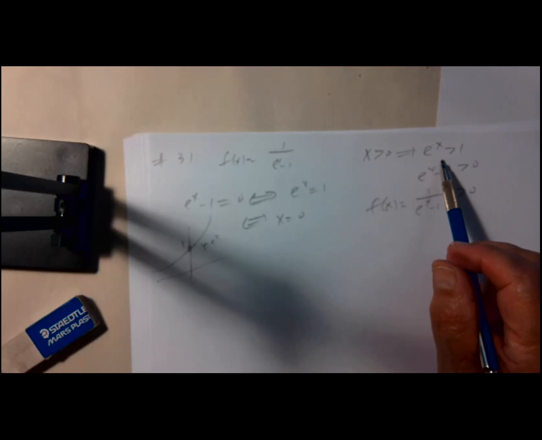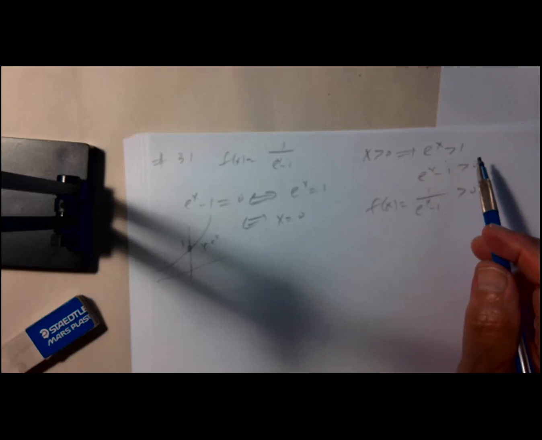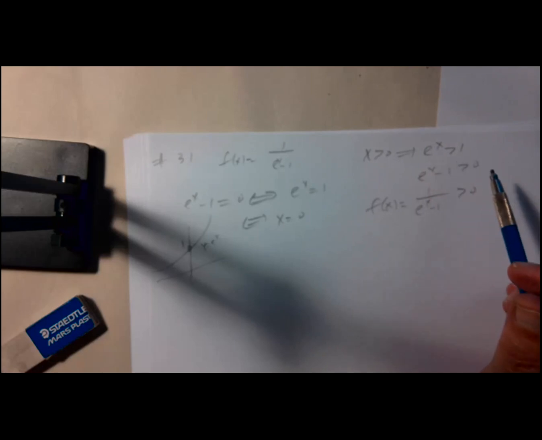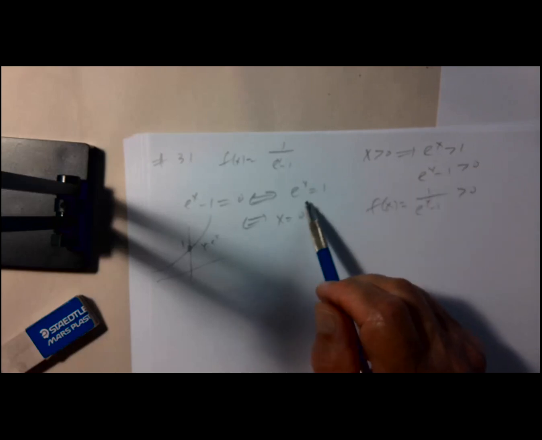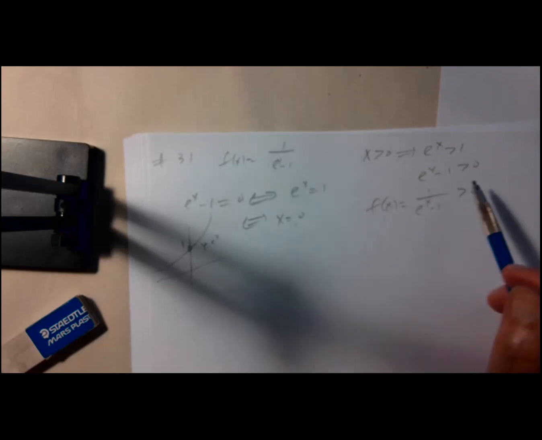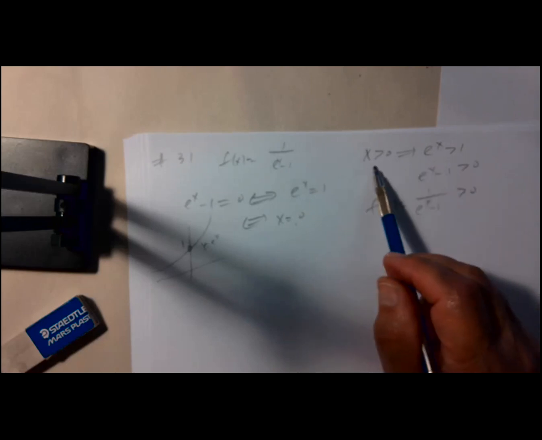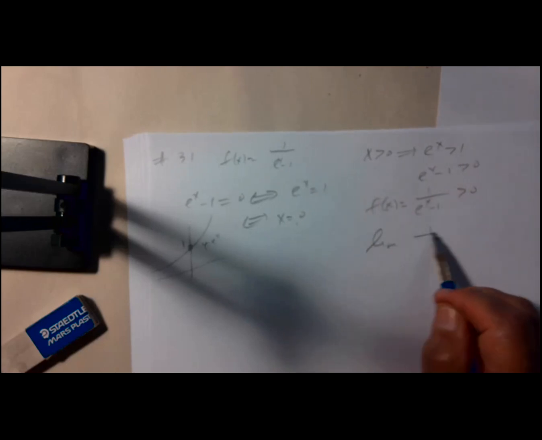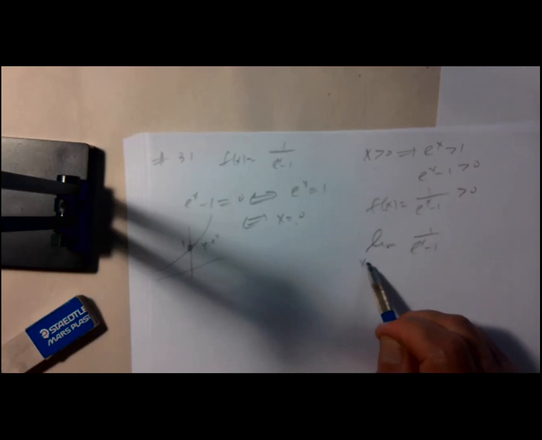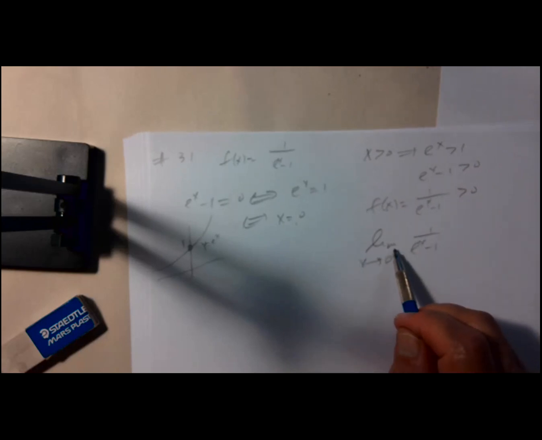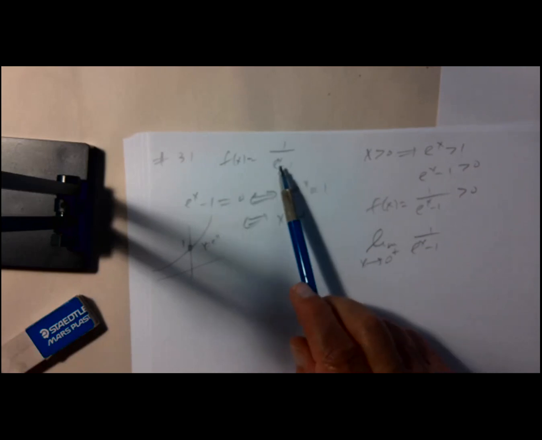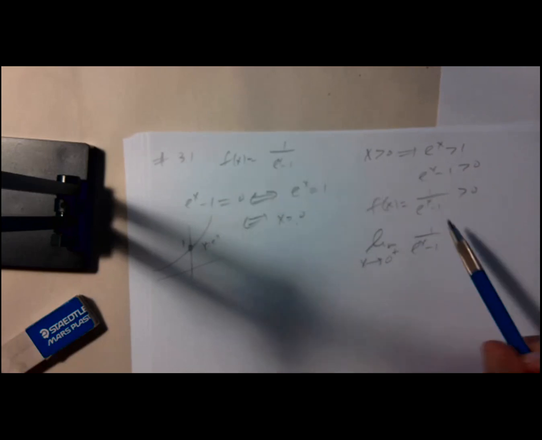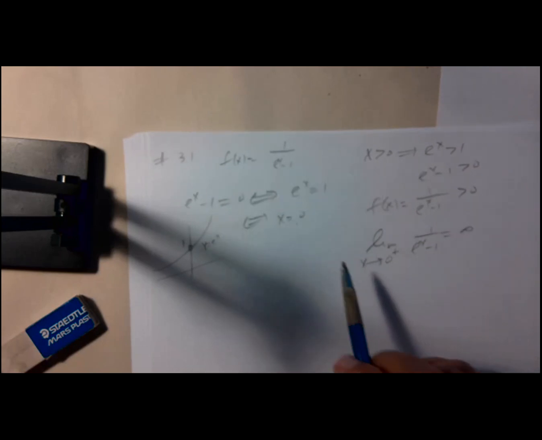What does it mean to say e to the x is greater than 1? e to the x equals 1 just when x equals 0. So when x is bigger than 0, e to the x is greater than 1. So the limit of this function, 1 over e to the x minus 1, as x approaches 0 from the right, this is positive going to 0. The limit is plus infinity.